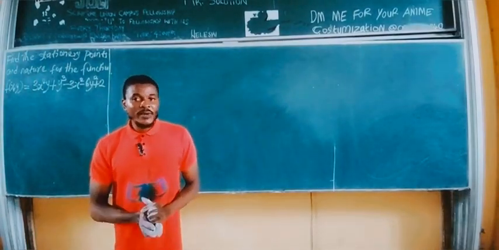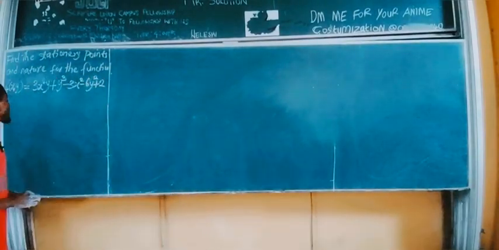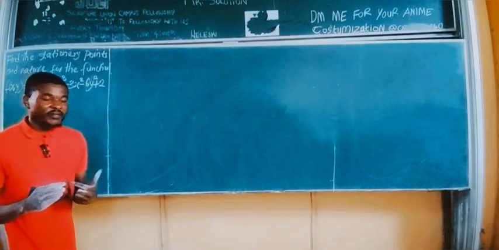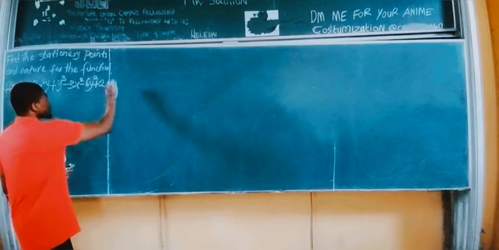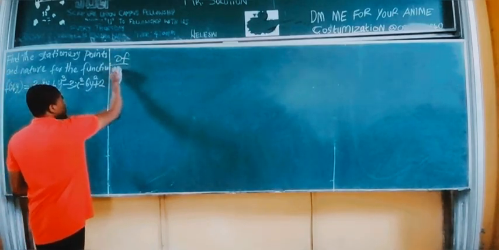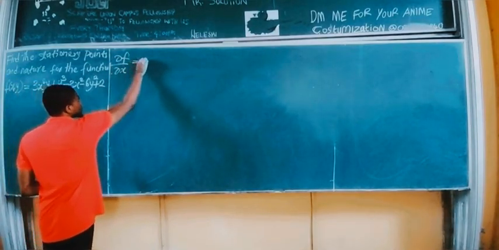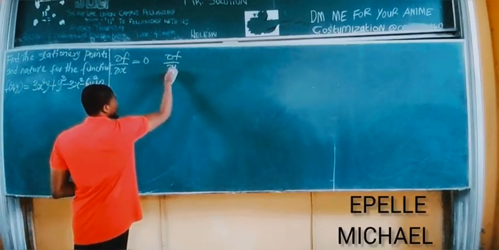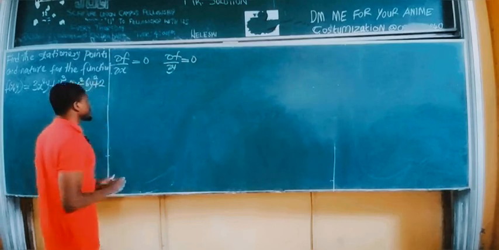All right, so let's say we have the problem on the board. We are asked to investigate or find the stationary points and nature for the given function f of x equal to this. There is no really big deal in looking for stationary points. It simply means to obtain stationary points, simply differentiate the function partially with respect to x and equate it to 0. Also differentiate the function partially with respect to y, also equate that to 0.